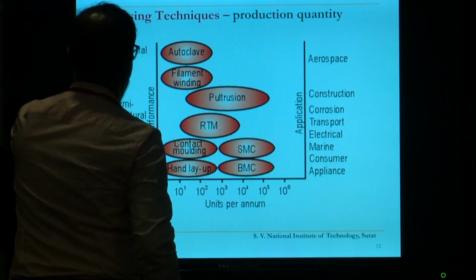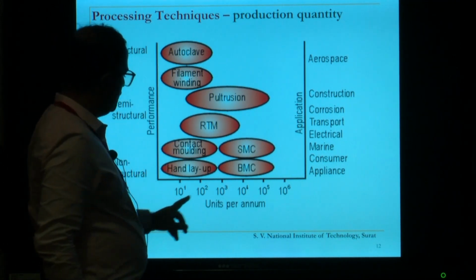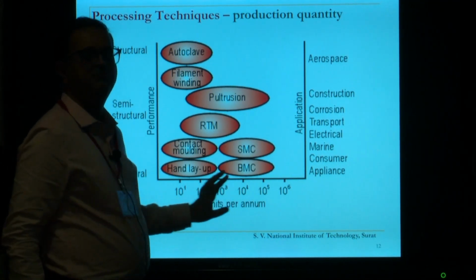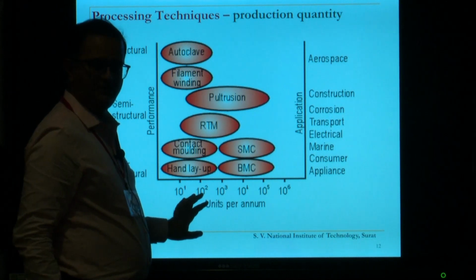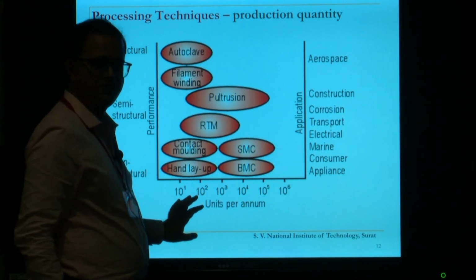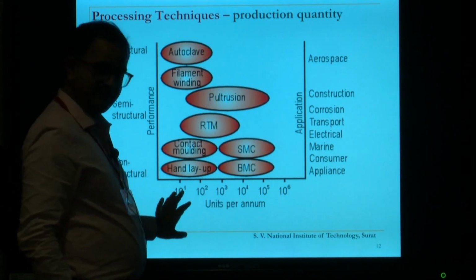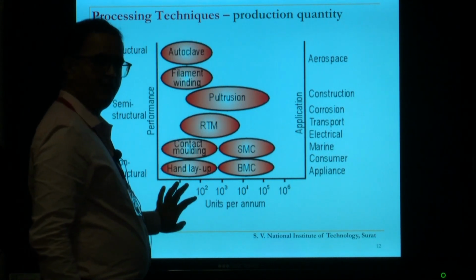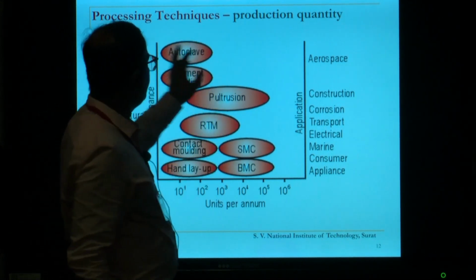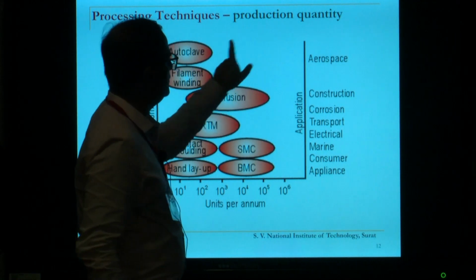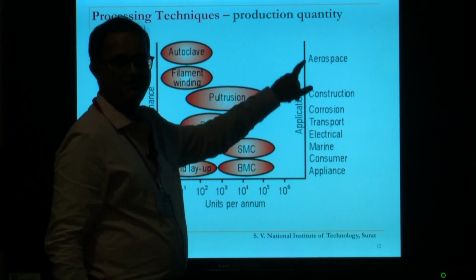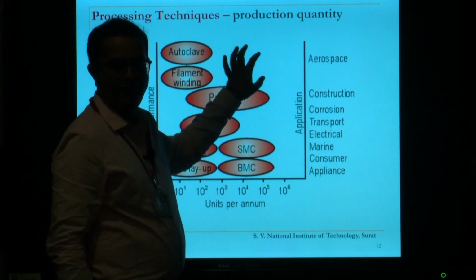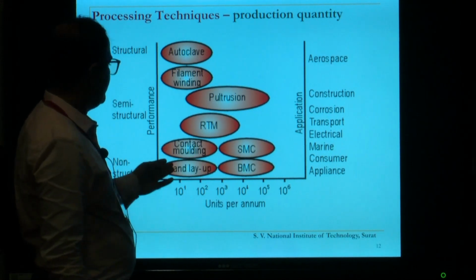But what is the limitation in this part? You cannot go to a number beyond this. The number of units that you produce per annum is less. But similarly, if you want to go for the same application, you do not have anything over here. There is a huge potential of occupying this space. You take the hand layup process.